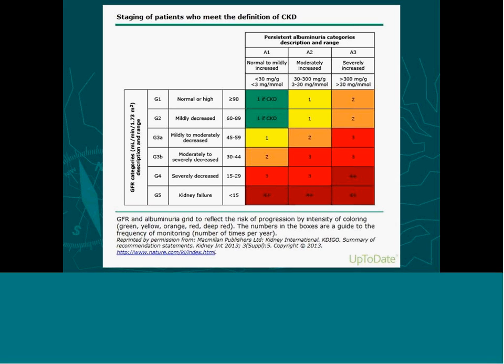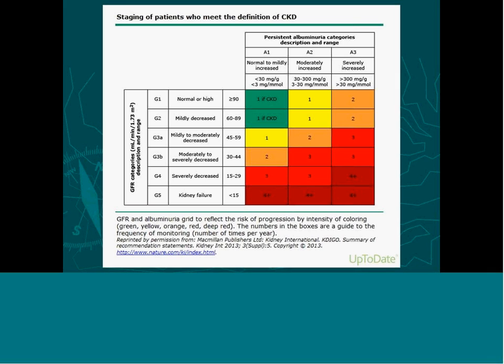This is where they put the stages of chronic kidney disease along with the albuminuria stages. It goes by different colors: yellow, orange, red, deep red. The boxes are a guide to the frequency of monitoring. The darker the color, the more risk of progression to end-stage kidney disease you have.